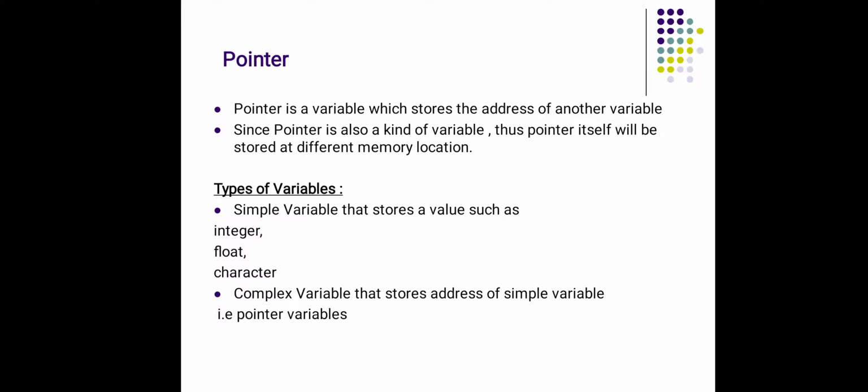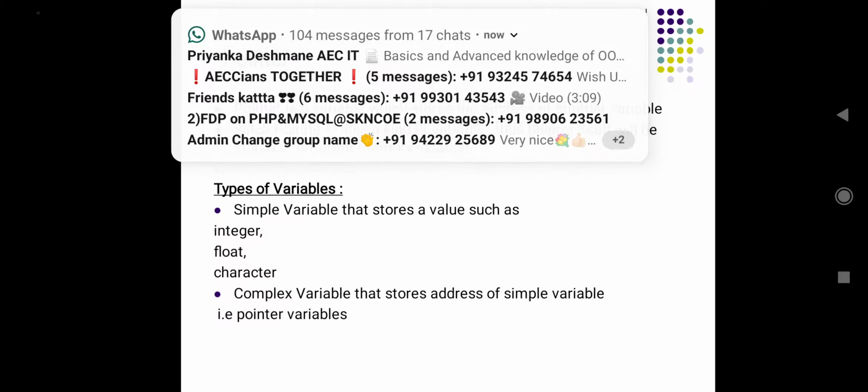Since the pointer is also a kind of variable, the pointer itself will be stored at a different memory location. As for the types of variables, a simple variable stores a value such as an integer, float, or character, and these are some examples. A complex variable stores the address of a simple variable.